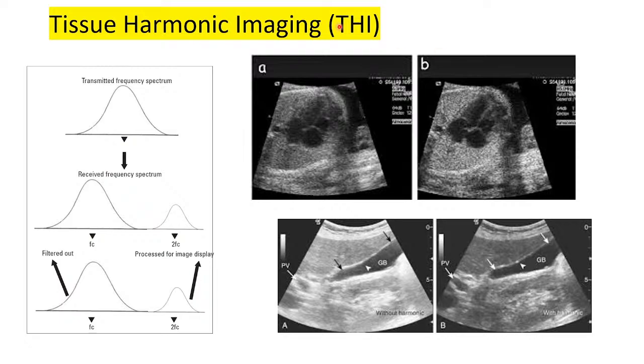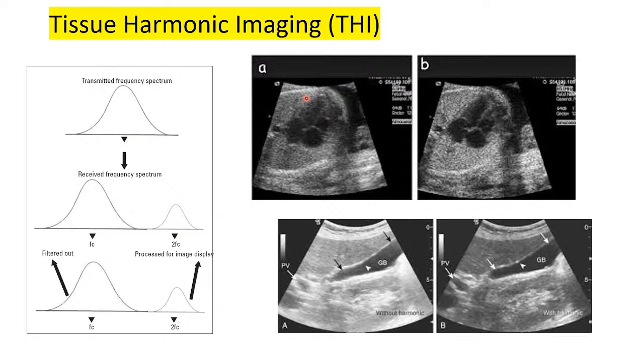So let's see here the tissue harmonic imaging. This is the primary signal that is sent, the initial frequency that we send from the machine. Then, when the tissue receives this, the frequency is going to generate its own secondary frequency, which is called the harmonic. This is 2 times the primary frequency. This is called the harmonic frequency, because the frequency now is changed. It's now 2 times, so we are going to have a different type of waveform like that.